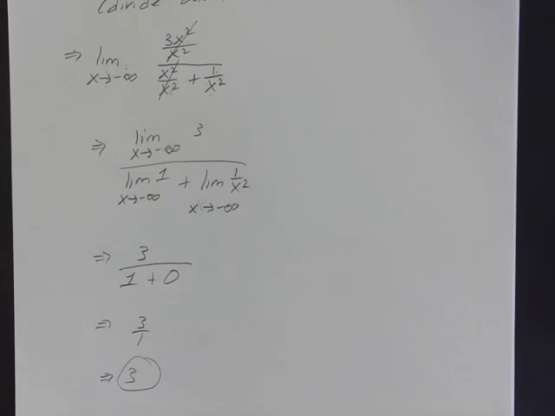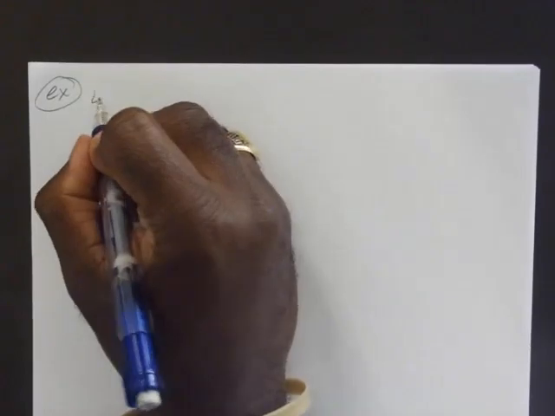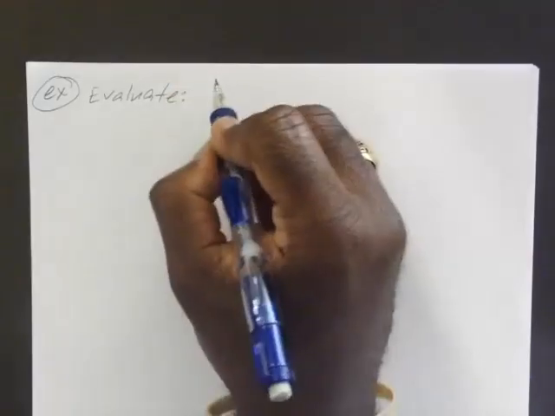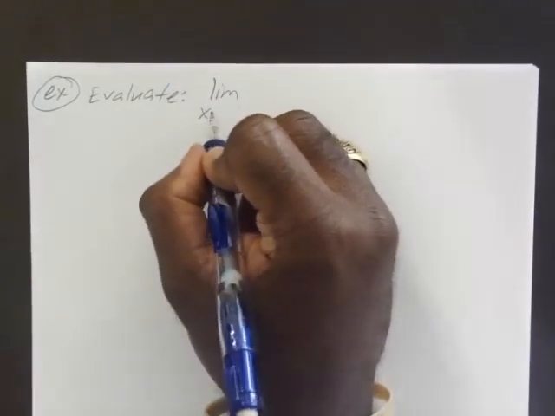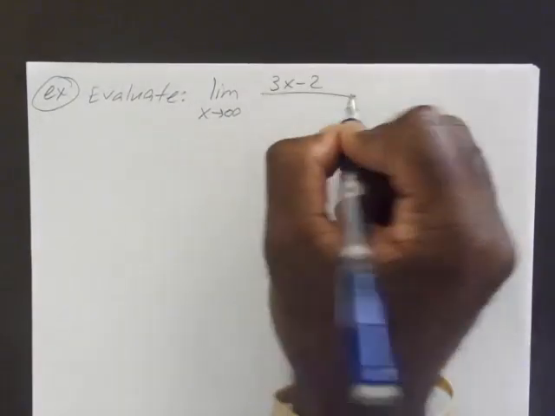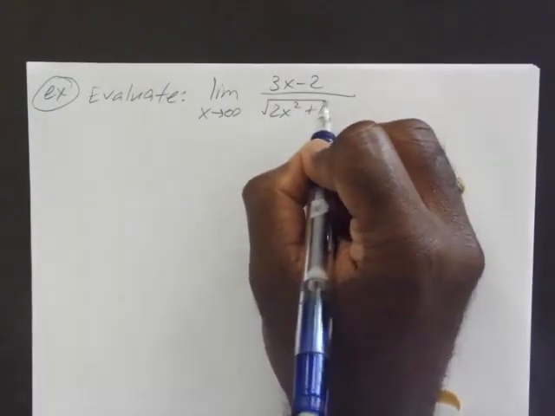All right, so as long as your numerators and denominators are polynomials, it usually goes pretty smoothly. The only ones that might give you a little bit of trouble are the ones with square roots in the numerator or denominator, but it's really a quick fix around those. So what if we wanted to evaluate the limit as x approaches infinity of 3x minus 2 divided by the square root of 2x squared plus 1.